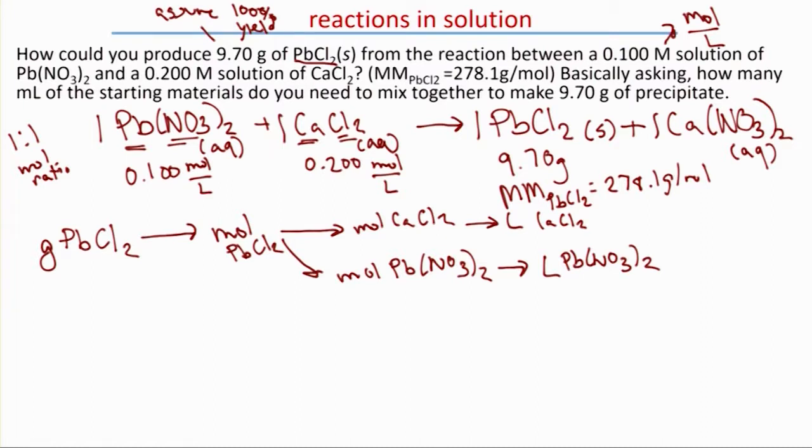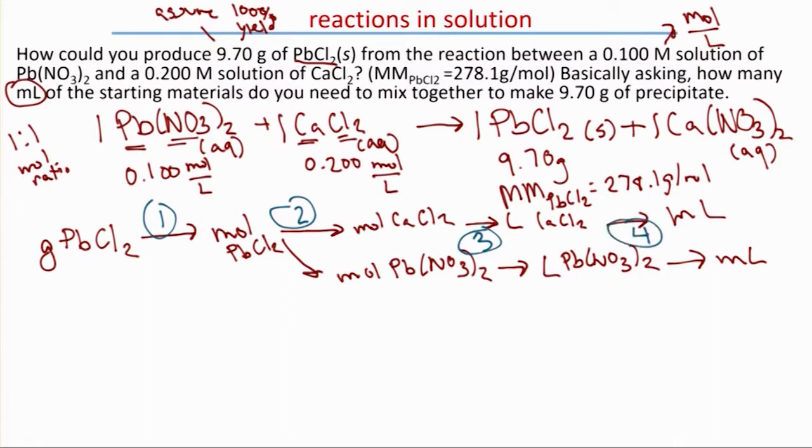And then once we're in liters, the question asks for milliliters. So we just need to take one more conversion and go to milliliters. All right, you ready? We'll have to do it 2 times. Once we'll have to start with the product and go to the calcium chloride, and then we have to take the product and go to the lead nitrate. I might just switch up some color just to have you follow along. There is 1, 2, 3, 4 steps to each of these.